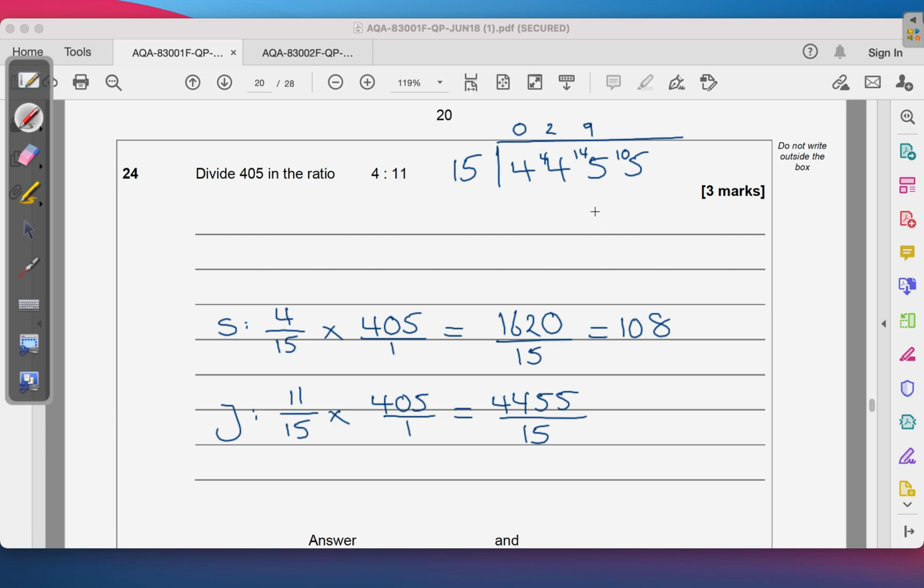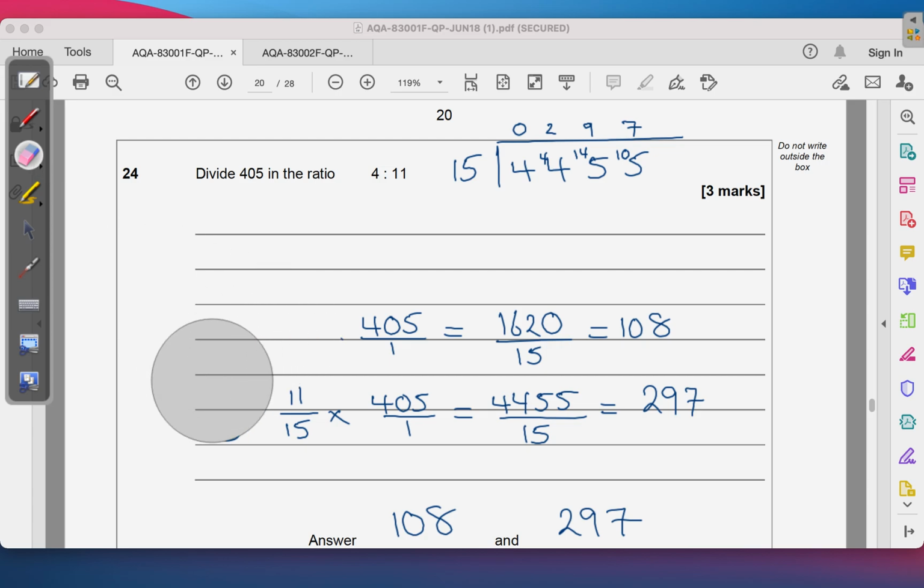Okay, so that's going to be how many times? So 15, 30, 45, 60, 75, 90, 105. That's going to be 7 times. Okay, so the answer is 297 for that one. So now the ratio is, we're going to have 108 and 297. Okay, so what that means is Sarah gets 108 sweets and John gets 297, sorry.